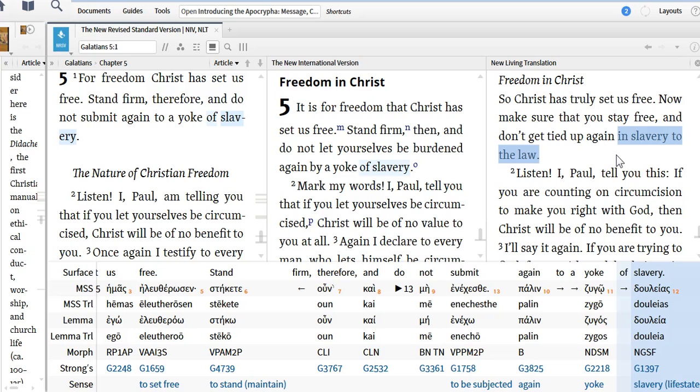So we wouldn't really need to fill out that square or anything. We simply need to say, aha, the NLT has done something quite different. Rather than trying to represent the word yoke in the dative case by some conventional means, and the word douleias in the genitive case by some conventional means, they have simply interpreted the metaphor yoke of slavery more fully for their readership.